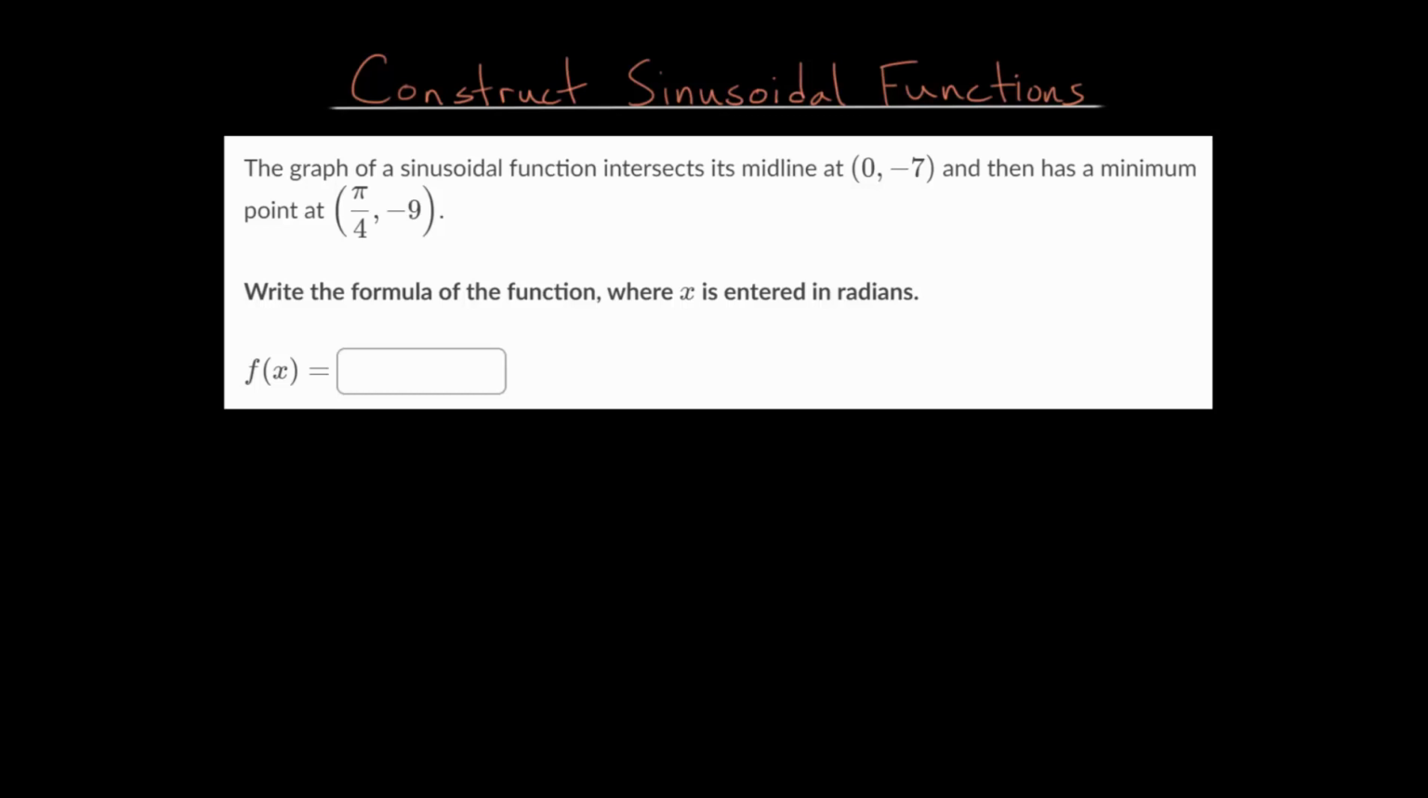In this video, I'd like to talk about constructing sinusoidal functions. With these example problems, we will essentially be given information about our function, and we need to use that information to come up with an equation that represents the function. Or in other words, we need to find the formula for the function.